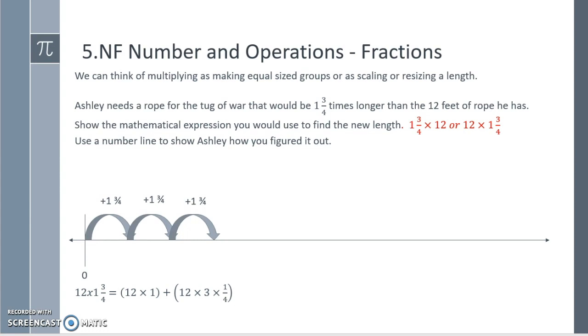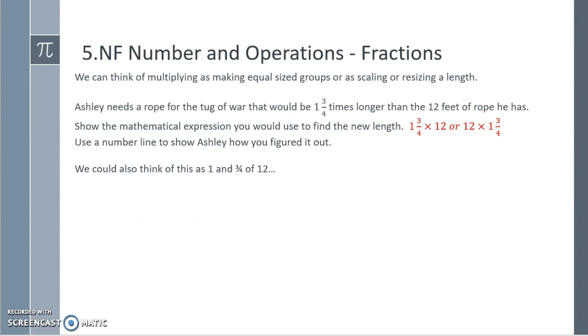So I know that 12 times 1 3/4 is equal to taking 12 times 1, the whole, and 12 times 3 copies of 1/4. And 12 times 1 is 12. 12 times 3 is 36 times 1/4. 12 plus 36 copies of 1/4 is the same as 9, so 21.